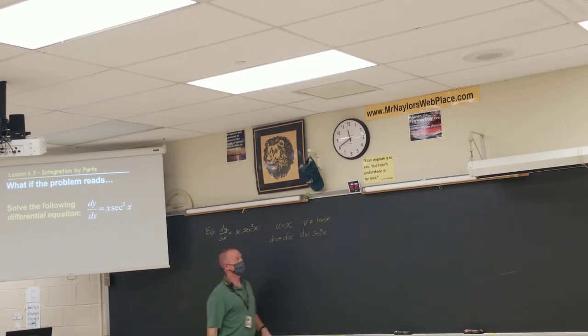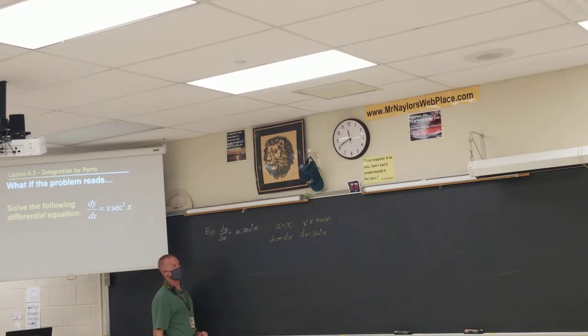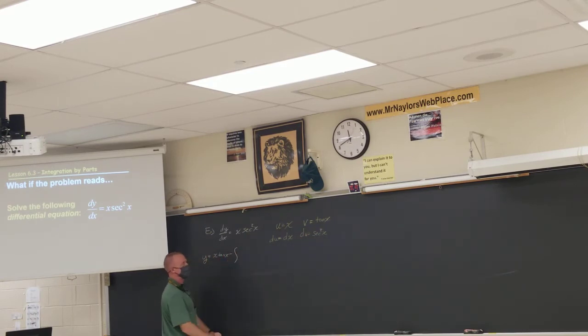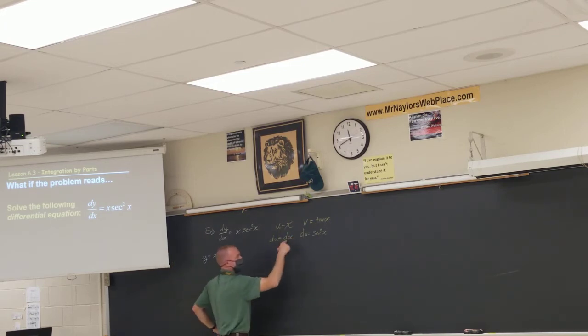Tangent. All right, I'm going to go ahead and just show you, because I want to write down what's really going on here. Instead of just putting an equal sign on the board, I'm going to put a y equals, because I'm now changing dy/dx back to y equals. So it's uv, that's x tangent x, uv, minus the integral of v du. That's, of course, tangent dx.